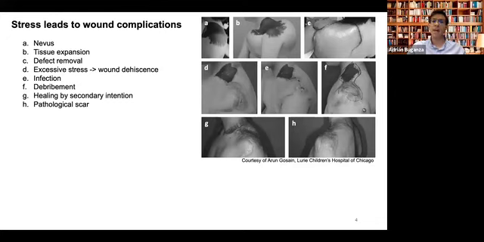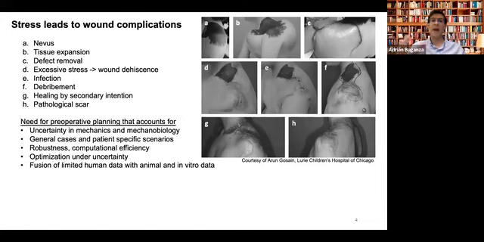But there are some challenges. Clearly, having predictive models will be useful, but some of the challenges are that there's uncertainty in the mechanics and the mechanobiology of these tissues and these responses. We would like to have some general recommendations, but also be able to specialize for patient-specific cases. We want robust models that are computationally efficient so that we can really apply them in the clinical setting. We want to be able to do optimization under uncertainty.